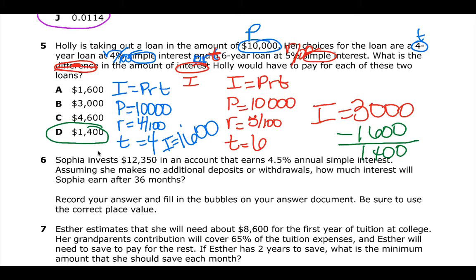Okay, number 6. Sophia invests $12,350 in an account that earns 4.5% annual simple interest. Assuming she makes no additional deposits or withdrawals, that's just useless information. How much interest will Sophia earn after 36 months? Ooh, it's not years. So how many months are in a year? Over 12. Correct. Months and years are not compatible.